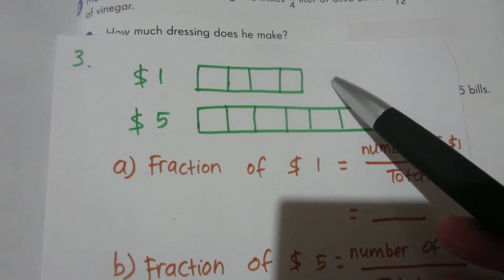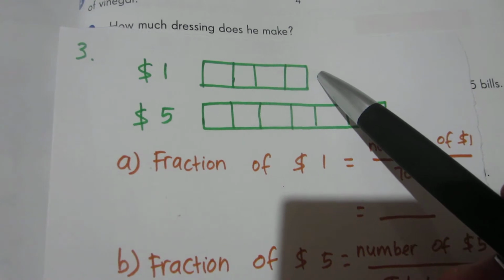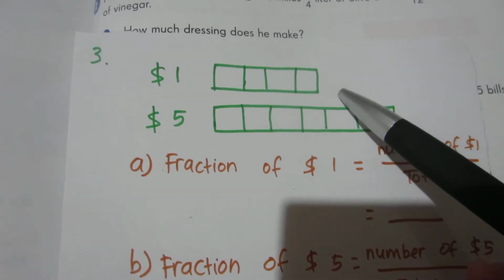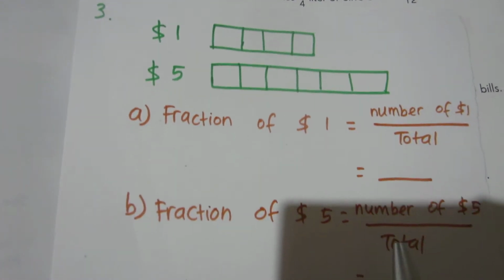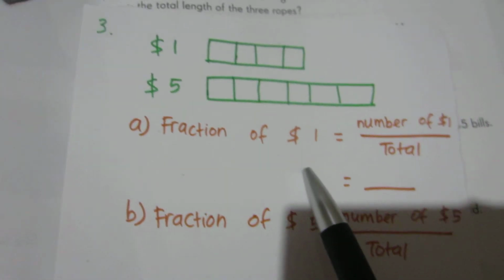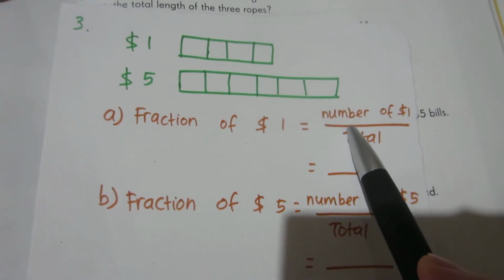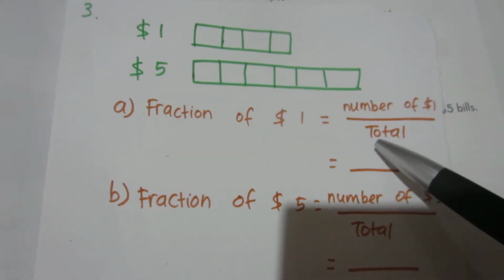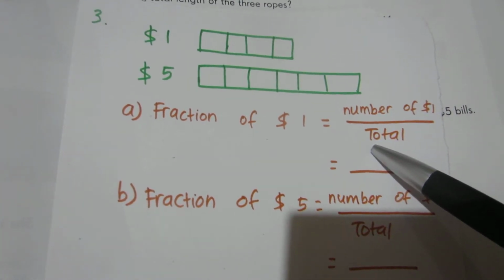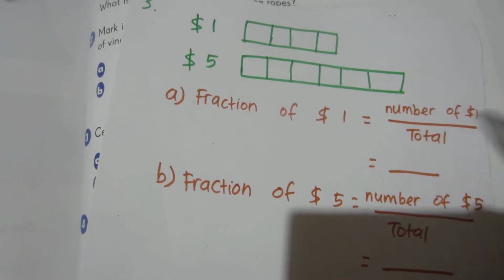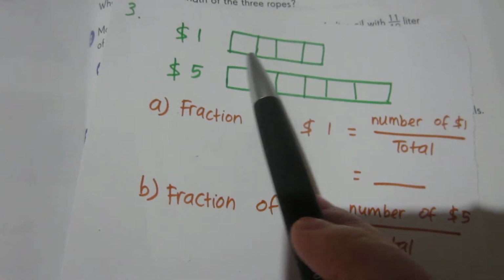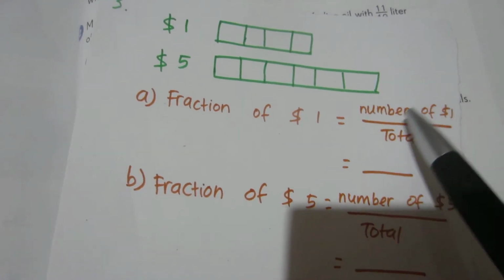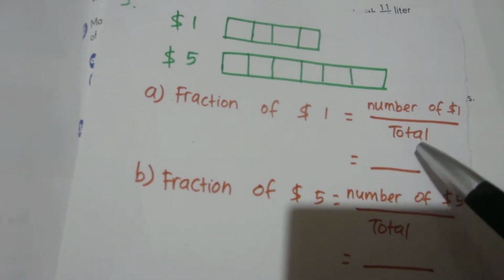How many is the $5? 10 is all together, and then we have 4 in here, so 6 are in here because the total is 10. It's already told in the question. What is the fraction of the $1? You need to find the number of the $1. We have 1 2 3 4, so 4 is the numerator over the total. What is the total? The total is 10. 1 2 3 4 5 6 7 8 9 10. So 4 over 10, or 4/10.